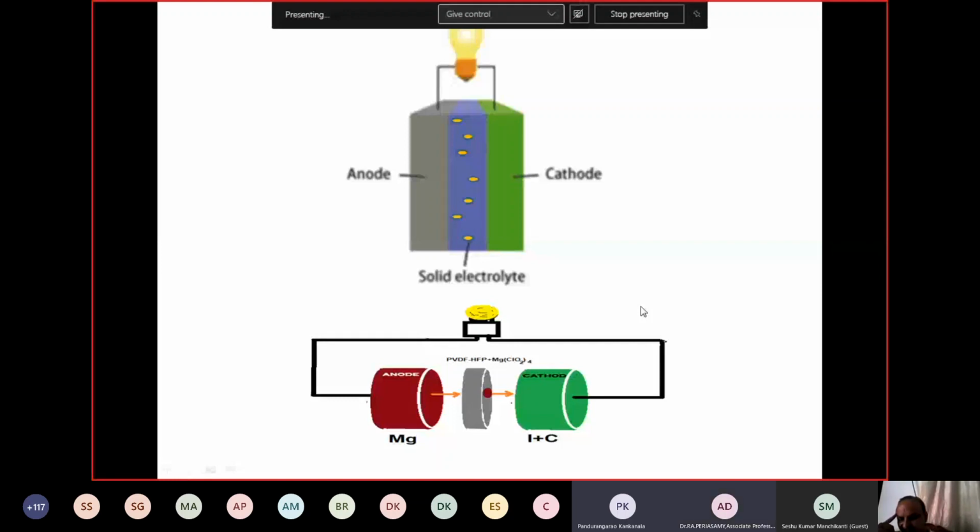In the heat treatment method, we are using an autoclave.